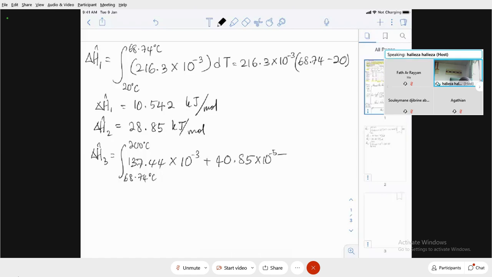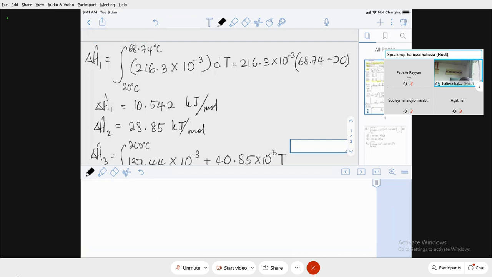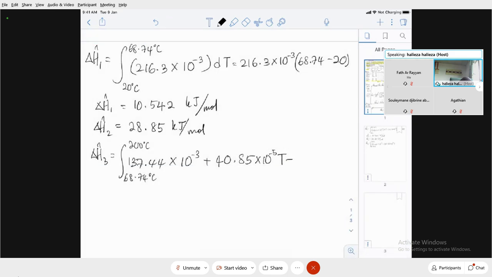This is BT. Your CT. No, I'm sorry, I need a minus. Minus 23.92 times 10 to the power of negative 8 T squared. And lastly for D, 557.66 times 10 to the power of minus 12 T to the power of 3 dt.